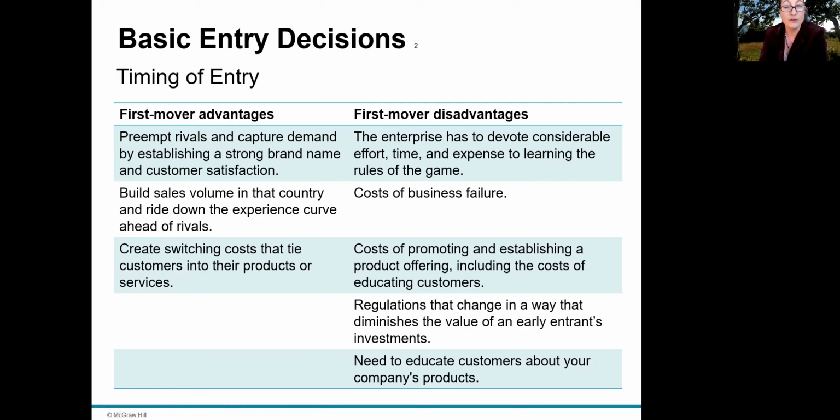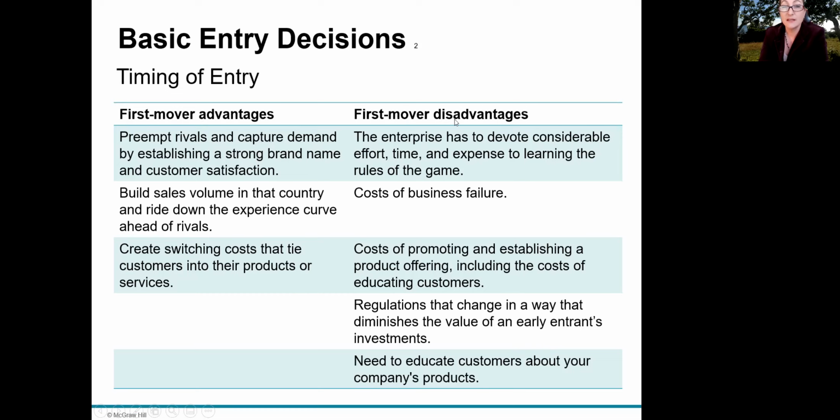When you're a first mover, moving into a foreign market, you're going to preempt the rivals, you're going to capture that initial demand and establish a strong brand name. You're going to build sales volume in that country and ride down the experience curve ahead of the competition. You're also going to create switching costs that keep the consumers in your market share rather than someone else's.